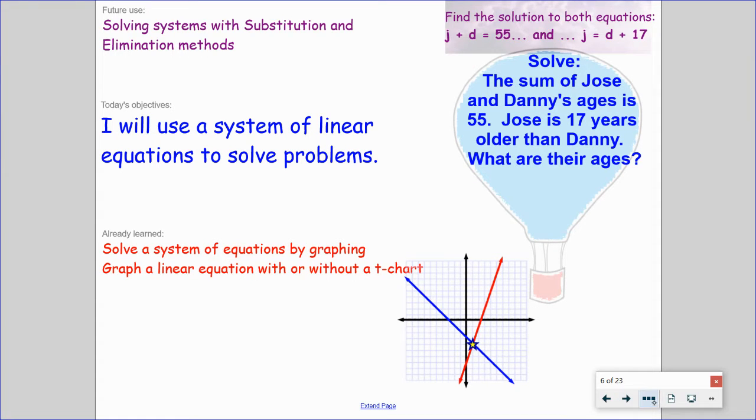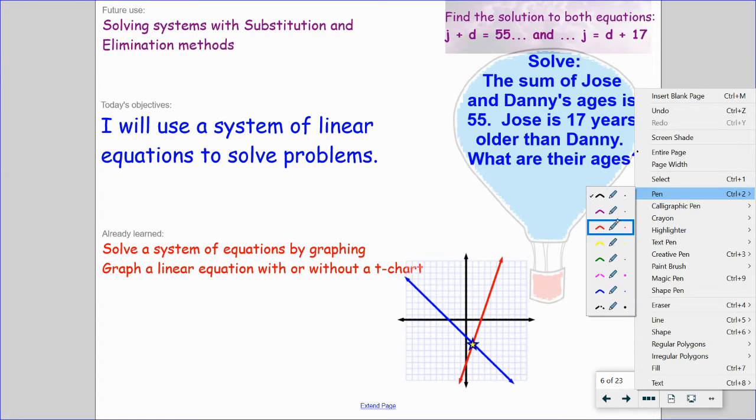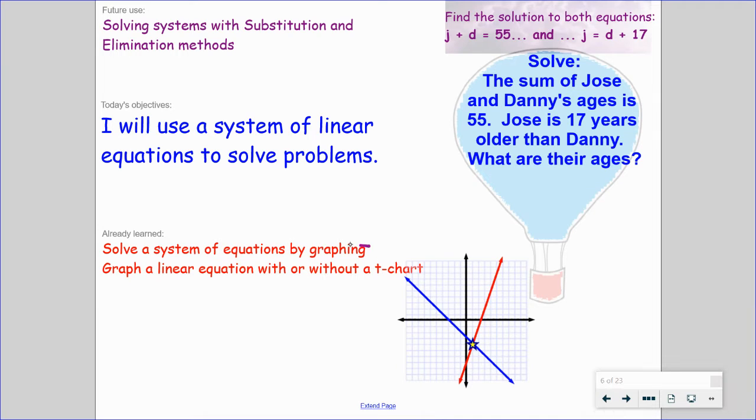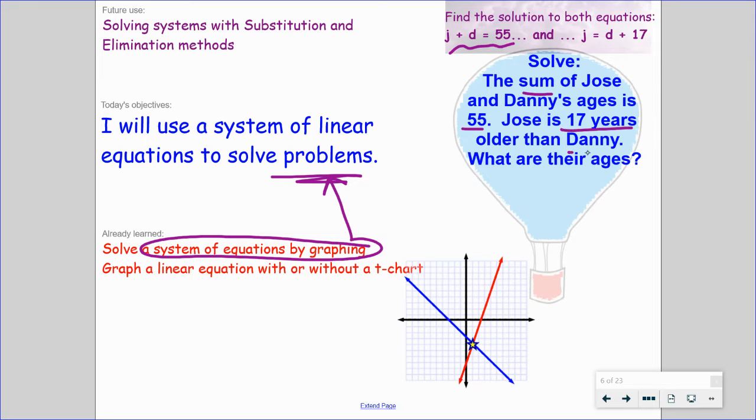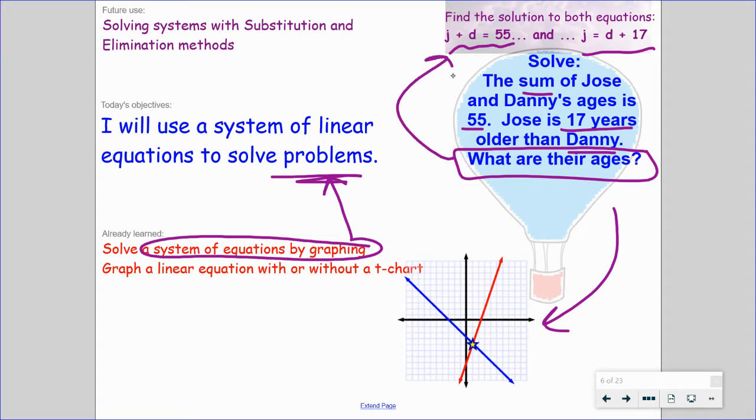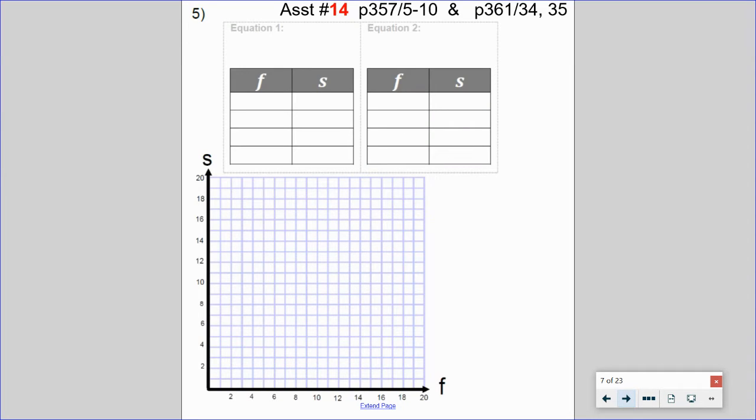All right, folks. Gonna use what we were just doing, right? So let's take a look at how to solve a system and use it for real life problems such as Jose and Danny's ages. The sum of those ages is 55. Kind of looks like this. Jose is 17 older than Danny. Kind of looks like this. Can we find their ages? Now, we're going to focus on graphing, but sooner or later, you're going to use two methods called substitution and elimination. You'll learn those in algebra class next year. But for now, let's get into some graphs.